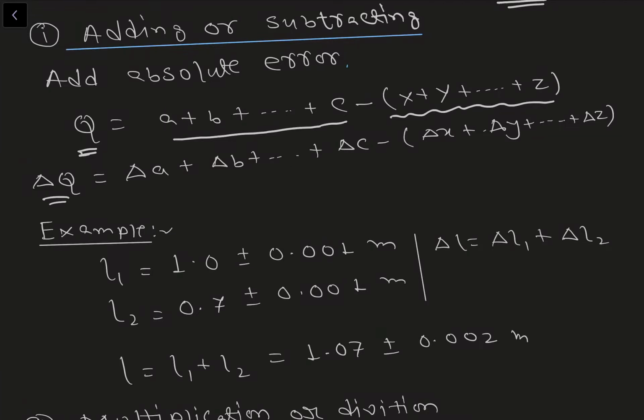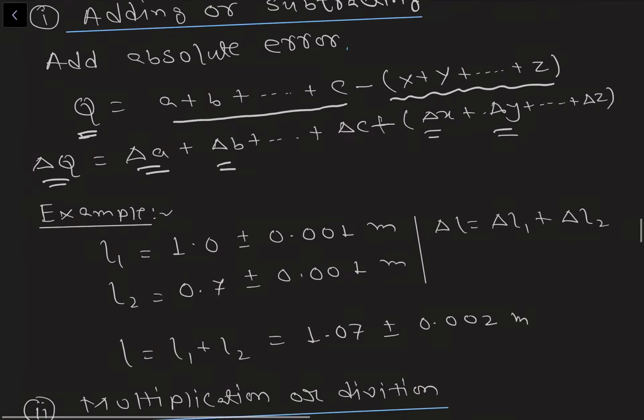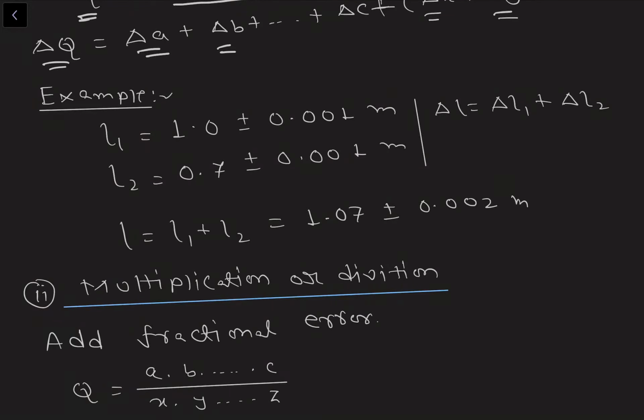Now the error in q, the absolute error delta q, will be nothing but the absolute error of a plus absolute error of b, with a plus sign, absolute error of x plus absolute error of y, and so on. We have to add all those absolute errors. For example, say we measure the length of a long table using a 1 meter scale. So the table is in total 1.7 meter.